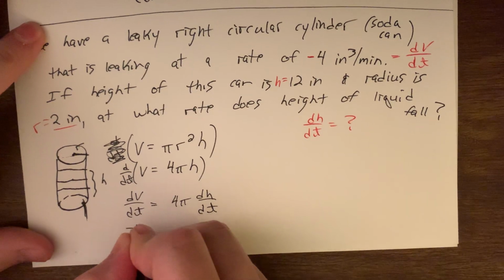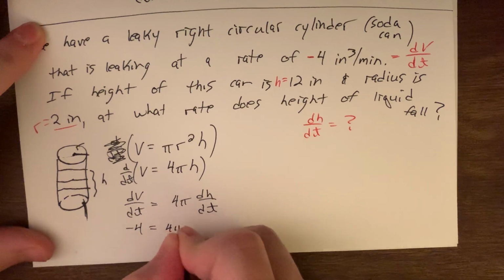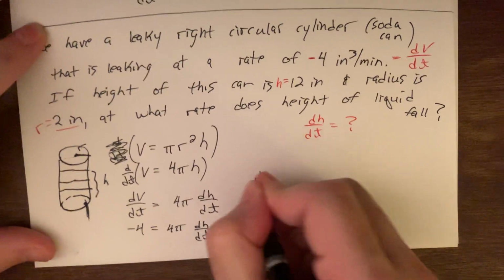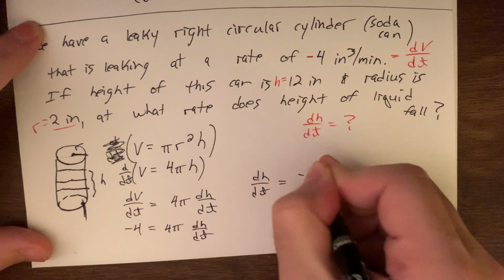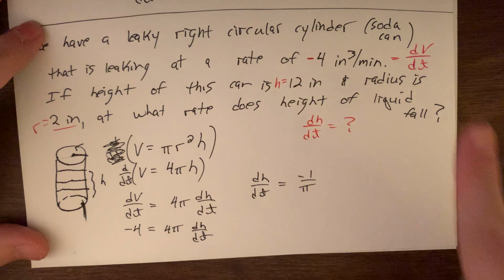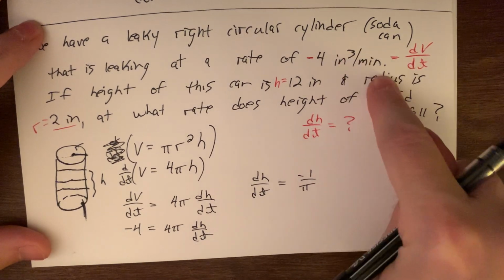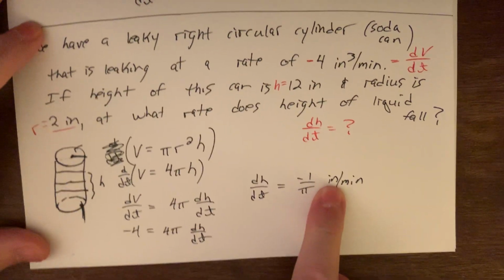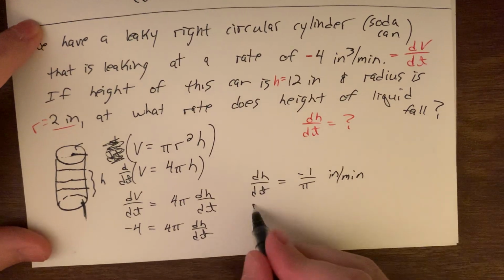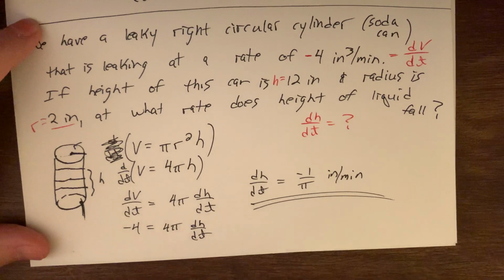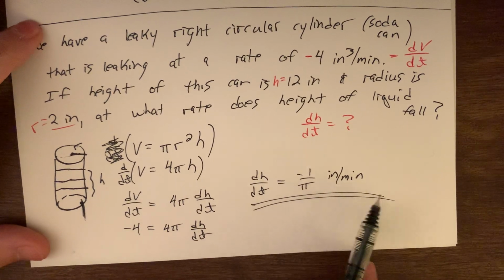So I got -4 for dv dt equals 4 pi dh over dt. Divide the 4 pi over. I get -1 over pi. Units, well, if volume was cubic inches per minute, height would just be measured in plain old inches. So dh dt would be plain old inches per minute. -1 over pi inches per minute.